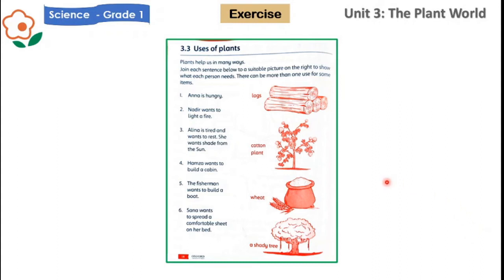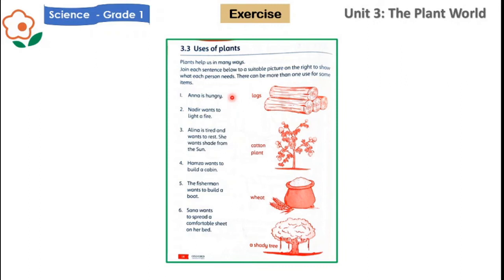Okay, now this is your workbook page number 14, and here are some uses of plants. Plants help us in many ways. Join each sentence below to a suitable picture on the right to show what each person needs. There can be more than one use for some items. Okay, here are 4 items: logs, cotton plant, wheat bag, a shady tree. And here are some persons who want something. So we have to tell from where they can get their things.